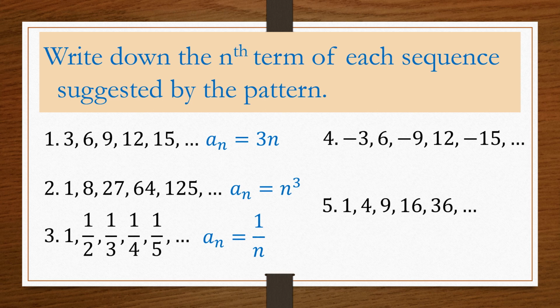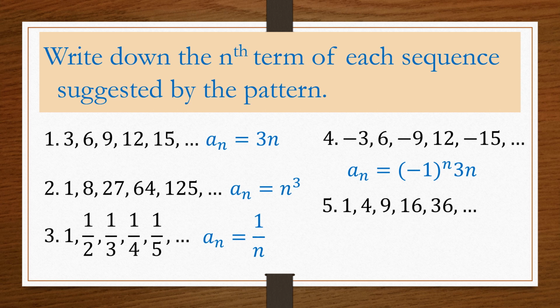For number 4, we have negative 3, 6, negative 9, 12, negative 15. So notice that these are multiples of 3 whose signs alternate. So it means that we need to get negative 1 raised to n, and then we multiply it by 3n. So the general rule is a sub n equals the quantity of negative 1 raised to n times 3n.